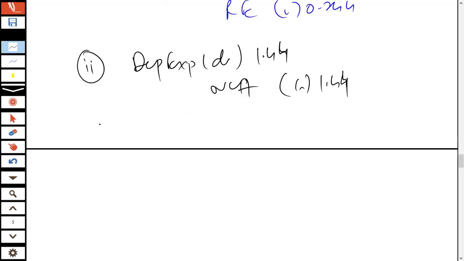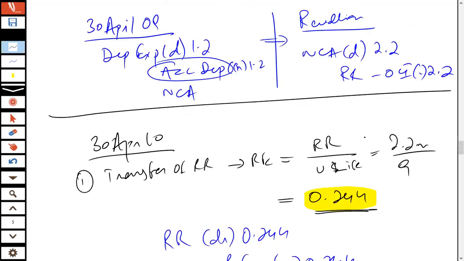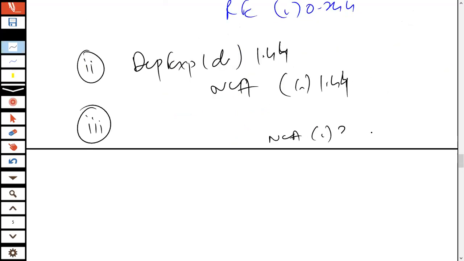Now the third entry that is going to happen is that you have a loss on the non-current asset of 3.56. There's a revaluation downward of 3.56. We'll have the revaluation reserve debited and we'll have the P&L debited. By how much amount the revaluation reserve is going to be debited? So the total revaluation reserve that arises was 2.2. Out of this, 0.244 was actually transferred to the retained earning.